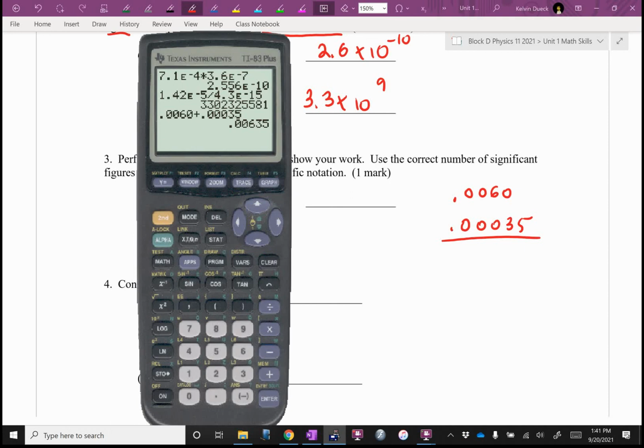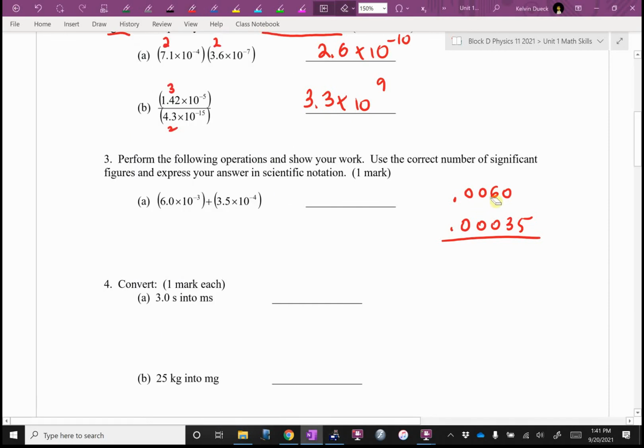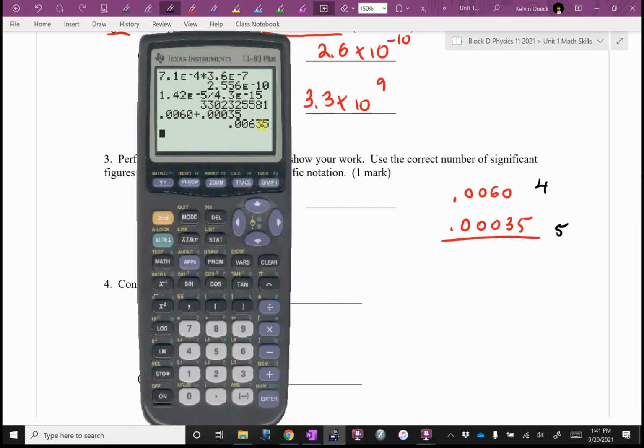And then what's the rule for adding and subtracting? The rule for adding and subtracting is decimal places. How many decimal places in the first one? 4. How many decimal places in the second one? 5. How many decimal places am I going to go to? 4. What's sitting where the 4th decimal place is? That 3, is that 3 going to stay a 3 or become a 4?